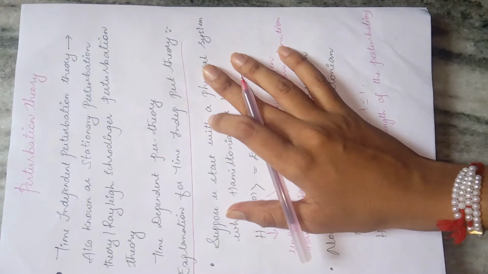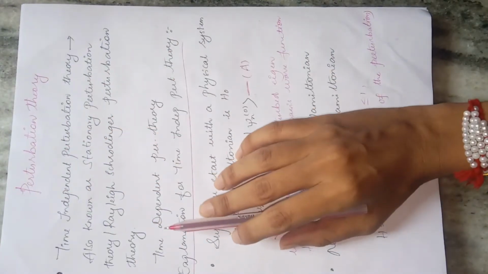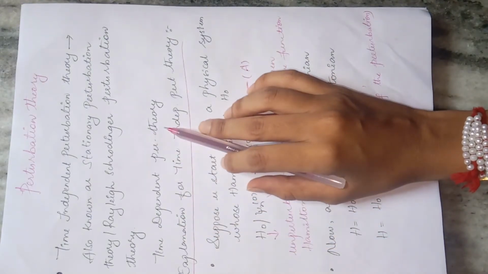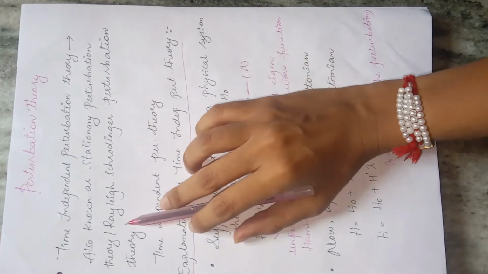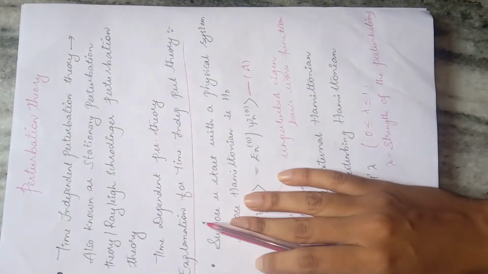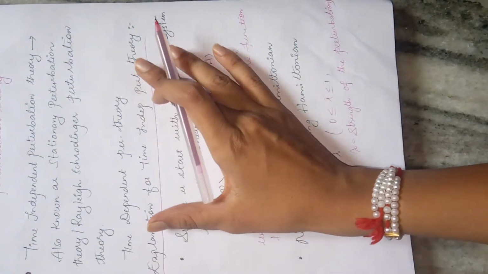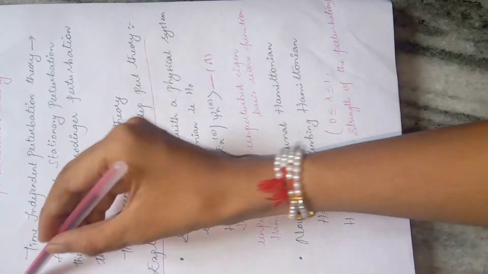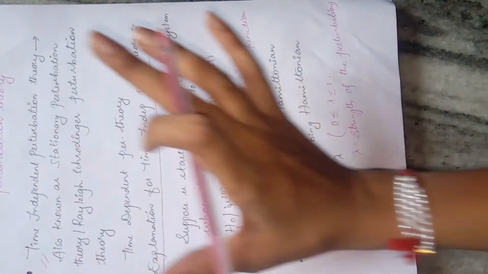Now, perturbation theory is of two kinds. One is time independent perturbation theory, and the second is time dependent perturbation theory. The time independent theory is also known as stationary perturbation theory or Rayleigh-Schrodinger perturbation theory, right? So today we'll be talking only about time independent perturbation theory, and we'll be going through the derivation regarding this theory.